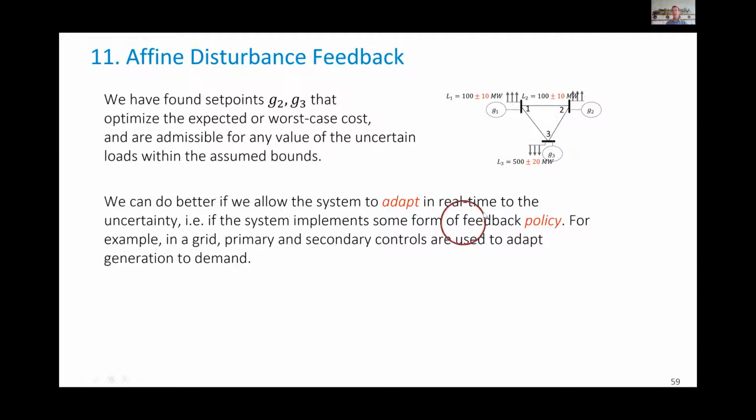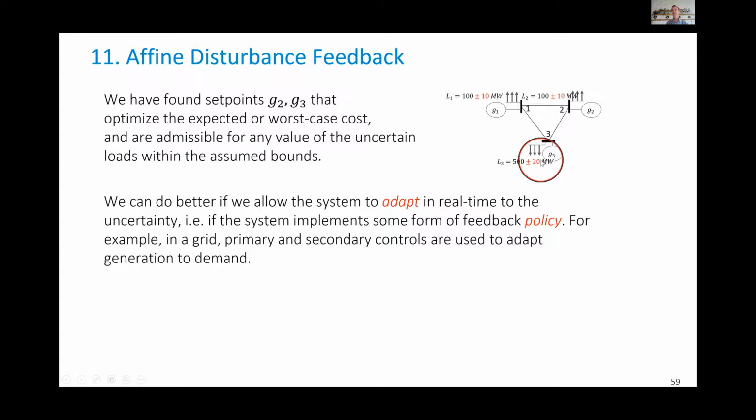In the exercise we saw before, we said there will be loads, they are more or less uncertain, and we will fix the values of G2 and G3. And in fact, the only thing that adapts is G1, the slack bus, which adapts not because of our control, but because of its nature as slack bus. There is a controller in this generator that makes sure the voltage is constant, and by doing that, it will automatically be the slack bus and satisfy the power balance here.